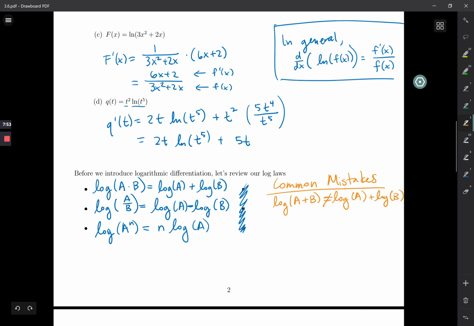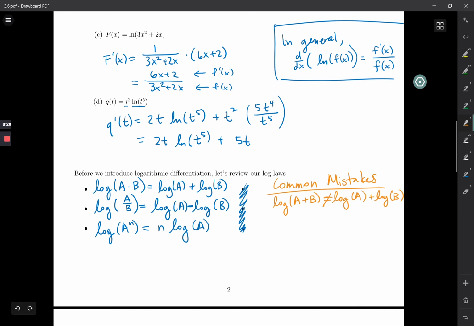So notice in the actual log law, the correct one, we have multiplication turns into addition between 2 logarithms. Here, all I've done is write a plus b and then log of a plus log of b. So there was no transformation from multiplication to addition. It was just addition on the one side and then addition on the other side, and that's not correct. Right, so that's the first one.